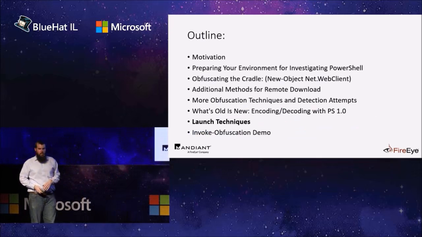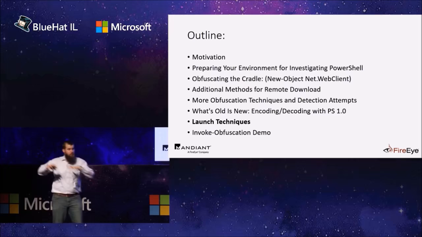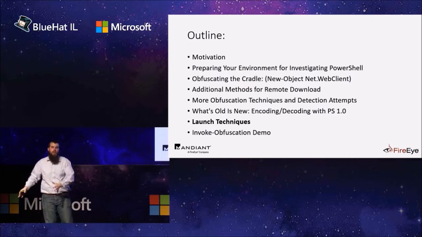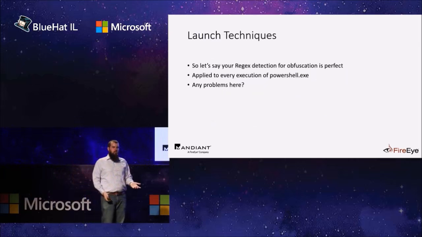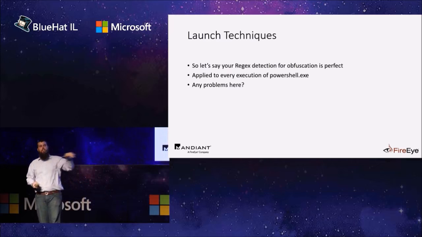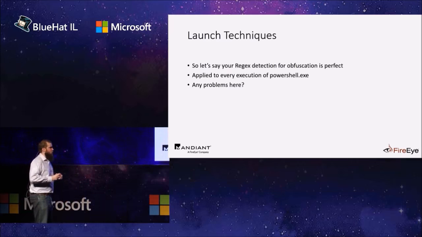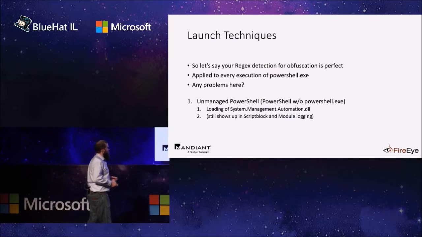Finally, launch techniques. We've covered a lot of ground looking at token layer obfuscation, string layer obfuscation, all the different syntax ways that you can do remote download commands and encoding techniques. So how do we actually launch this? Most people will look for a command launching PowerShell. There's a lot of binaries that can be launched from PowerShell, but ultimately, this is to break the concept of only looking for PowerShell.exe and its arguments. So what's problematic with that?